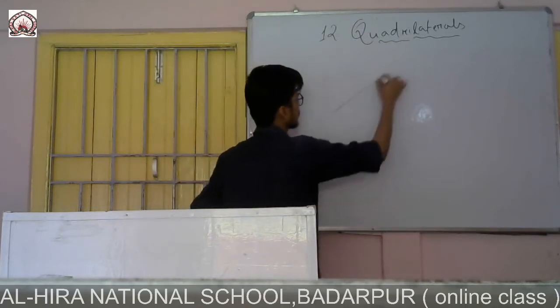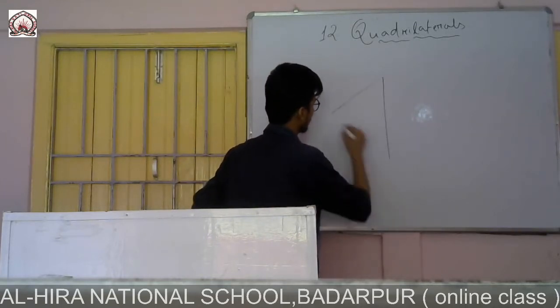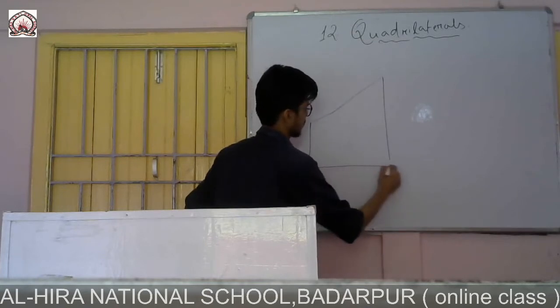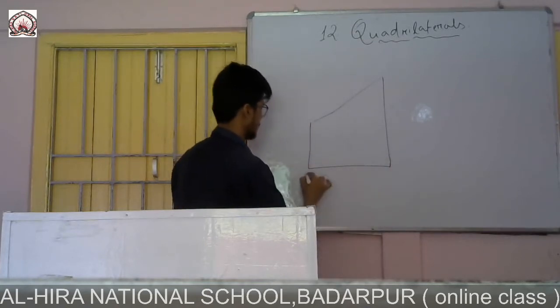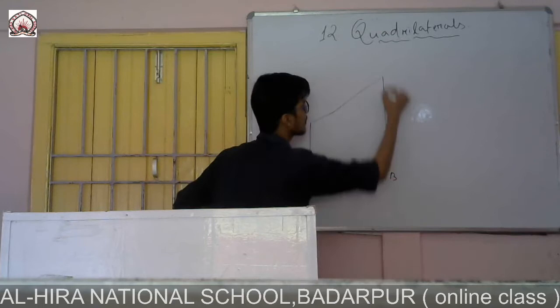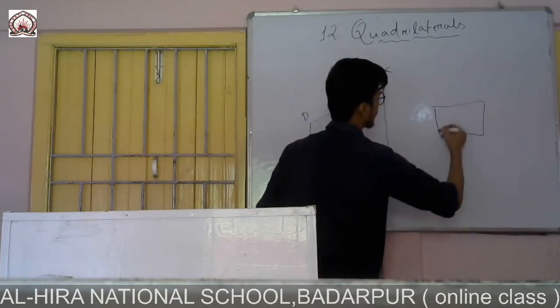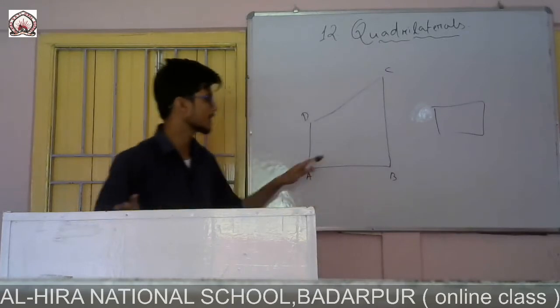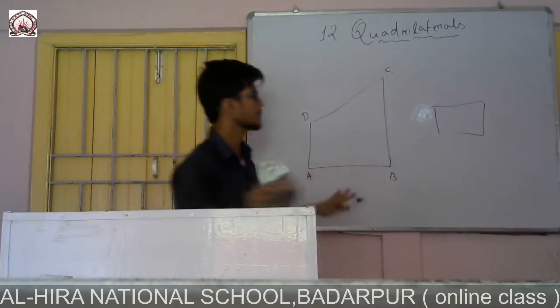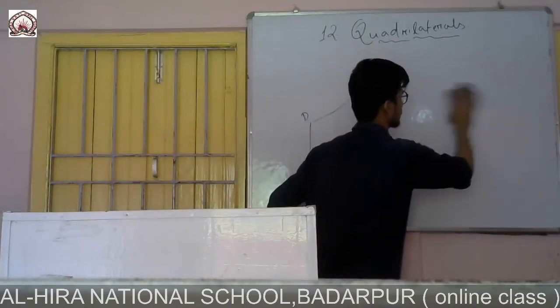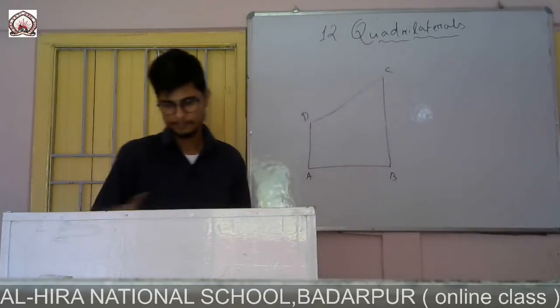If I draw any figure, and let me name it A, B, C, D, it is a quadrilateral. This one is also a quadrilateral. Any mathematical figure should have how many sides? It should have 4 sides. Then we can say it is a quadrilateral.